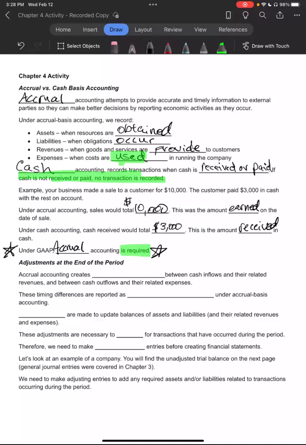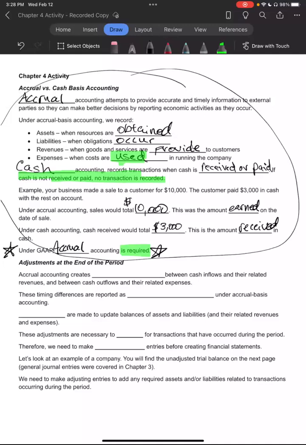Okay. So I'll tell you right now, all of this up here, I would expect you to know that on your own without me prompting you for an exam. Okay. You should know that by now. What you may not know is this stuff here below, adjustments at the end of the period. Okay, because this is the chapter 4 stuff.